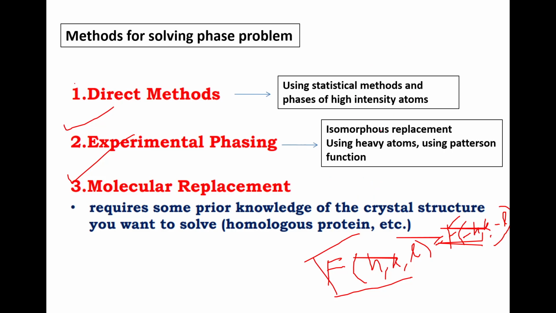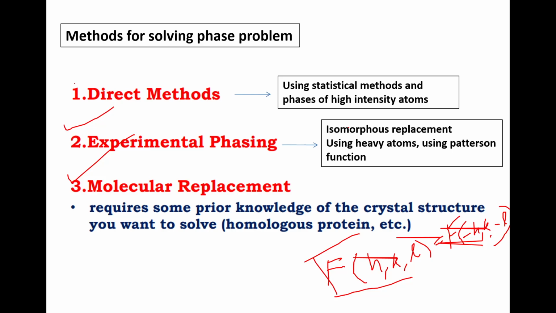These are different experimental techniques falling under experimental phasing, where they use a heavy, heterologous atom to determine its phases first, and then with respect to the phases of those heavy atoms we calculate the phases of other atoms using functions like the Patterson function. Then there is the recent method that people mostly use nowadays, which is molecular replacement.